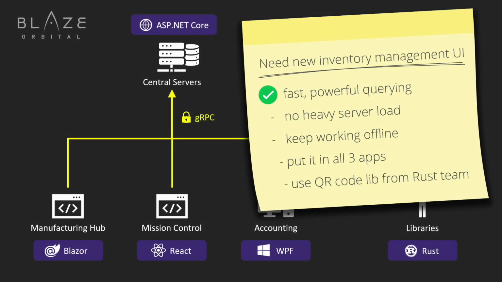Okay, so we've implemented some fast, powerful querying, and it doesn't involve any heavy server load because even when we do this real-time filtering, it's just using a local single user database. Now, what else do we need to think about? What about this QR code thing?